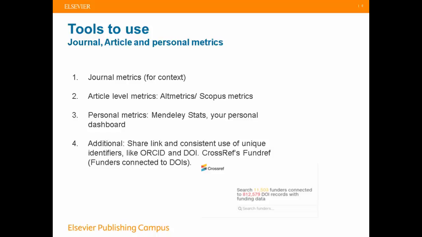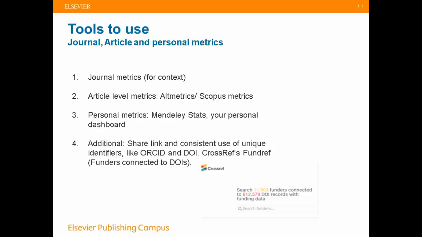The third one worth mentioning are the personal metrics, and the personal metrics are basically the metrics that you bring together on one platform that may be a personal dashboard, and I'll tell you a bit about the personal dashboard we have developed at Elsevier, which is called Mendeley Stats. And with this personal dashboard, during your whole career, you can keep monitoring all the articles that you have published, whatever the publisher is. It doesn't necessarily need to be Elsevier. It gives you a few extra metrics, but all the publishers are covered in there.